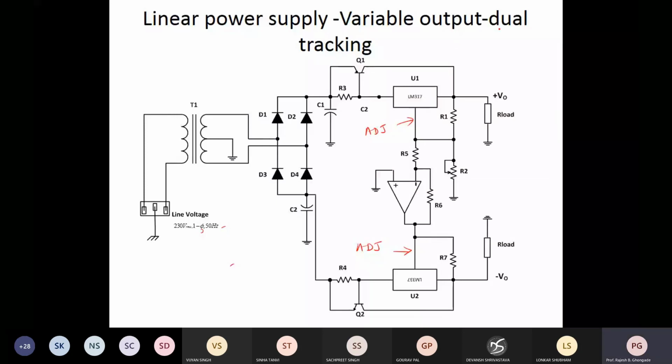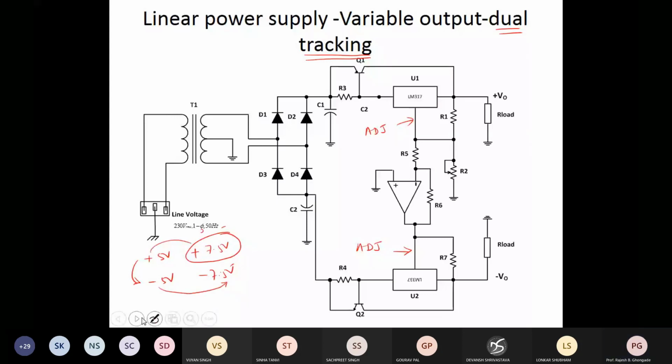This is important. Now, many times you want the output voltages to change in a similar manner. So if I have plus 5 volts and minus 5 volts, and I want to change them to plus 7.5 volts and minus 7.5 volts, this positive voltage should track the negative voltage. So by only changing this from 5 to 7, automatically my other value should change from minus 5 to minus 7.5. Okay, so that is called dual tracking.